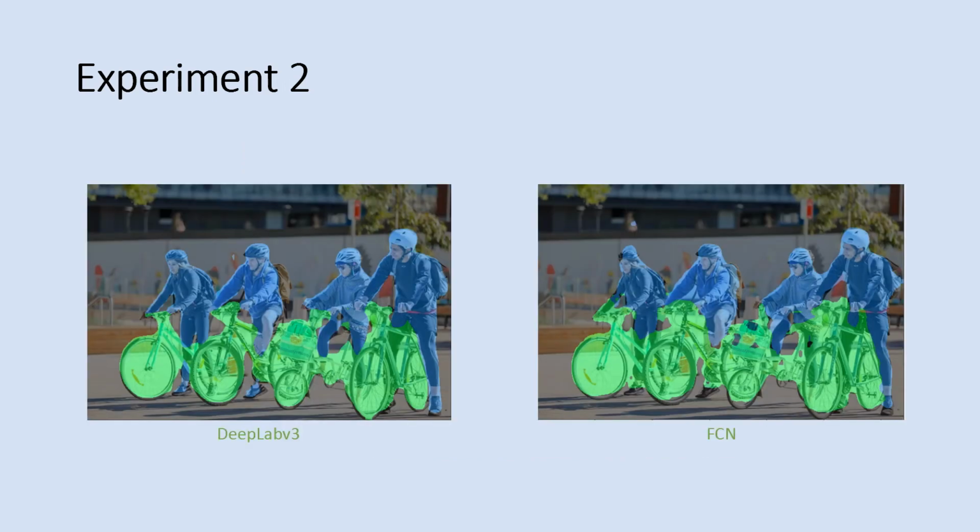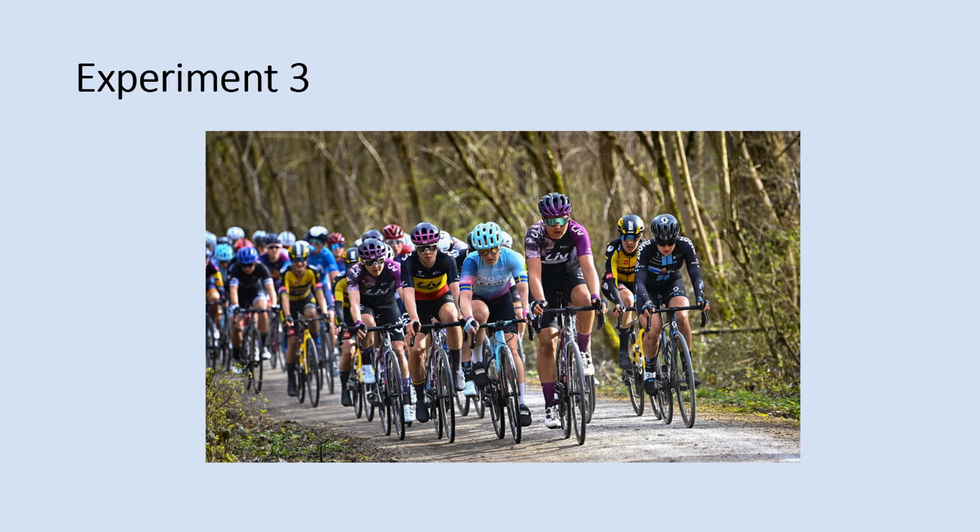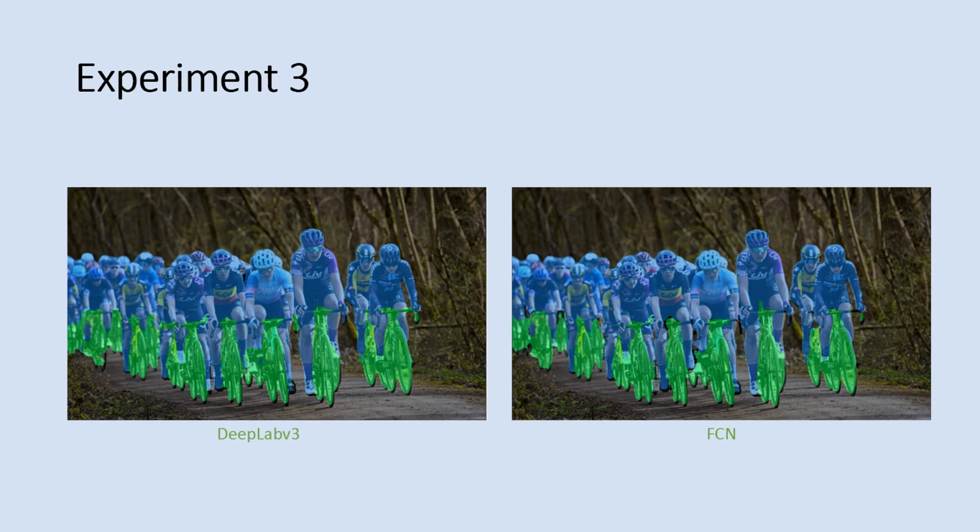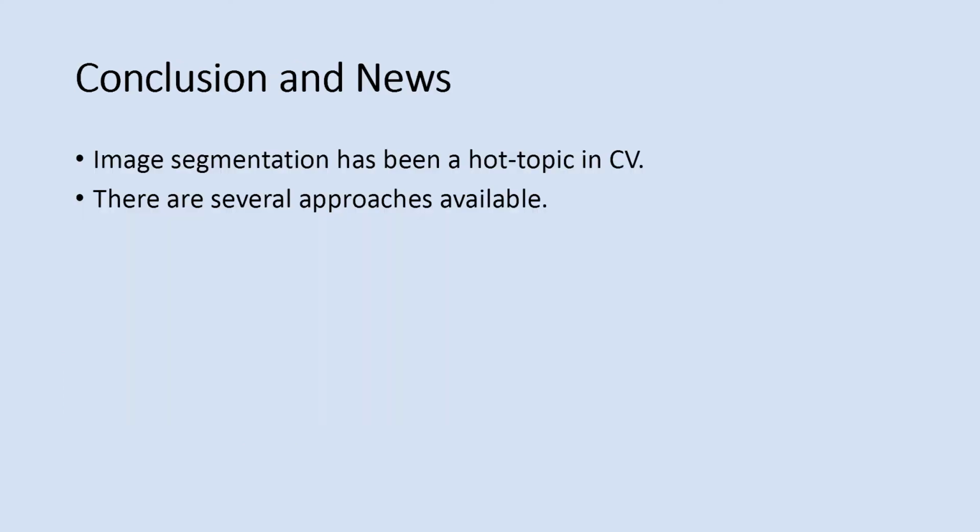Now in experiment 2 we have 4 people with their bicycles. And results demonstrate again a great performance given by these two models. If we pay attention to a specific region of this image, we can observe some subtle differences in the results, with DeepLab 3 being a little more accurate. Now, the third example considers a lot of cyclists riding on a road. And despite the presence of multiple objects in one image, both models can detect them in a marvelous way.